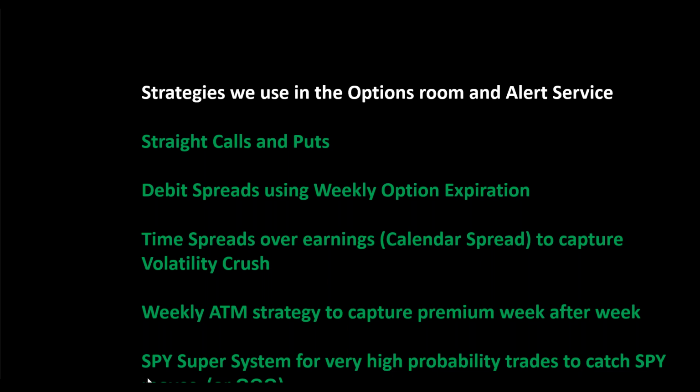And then within the room, we have another system called the SPY Super System, and I'll show you some of those setups today. But we have a SPY Super System, and these are extremely high probability trades to catch SPY moves or the Qs, whichever particular index you like to trade. But these are very quick moves, so I can't alert on them. A lot of times they'll only last for 2 or 3 5-minute candles, and not practical to send out alerts, but we do call these out in the room when the situation arises. We actually had a SPY Super setup yesterday. All right, so those are the strategies. If you get the alerts, they'll be coming from one of these particular strategies.